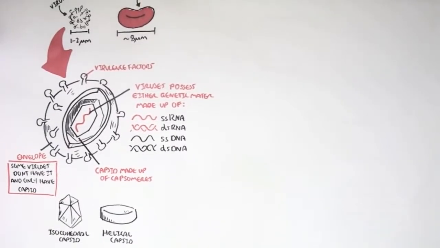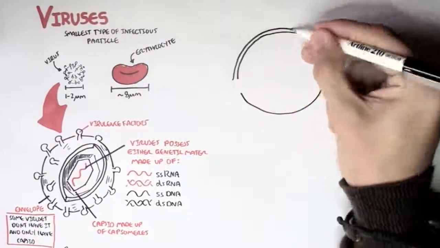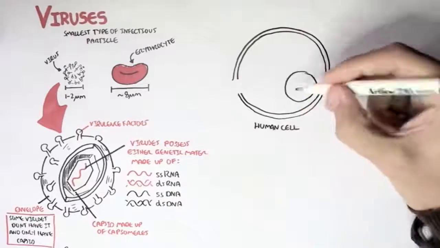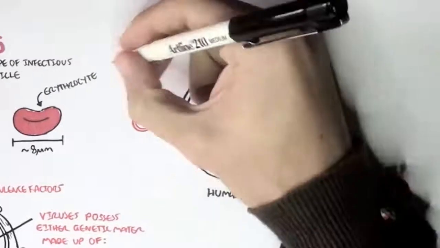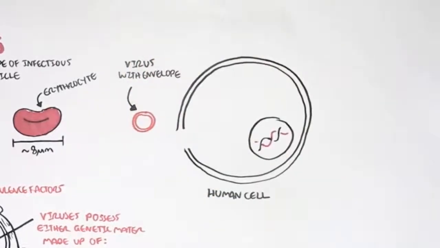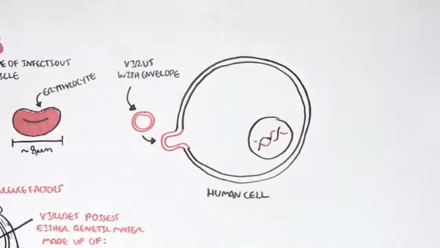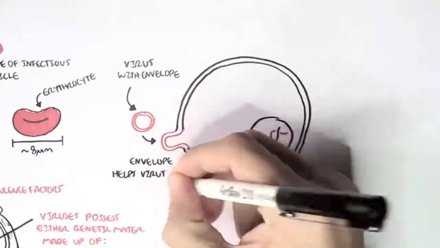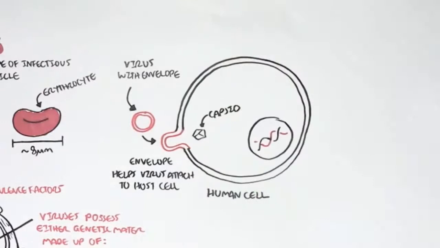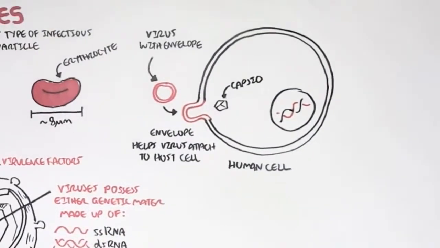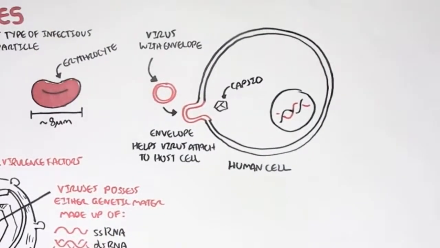Now, why would an envelope be useful for a virus? Well, as mentioned, the envelope is typically made up of a lipid bilayer. A human cell is also made up of a lipid bilayer. So if a virus comes along, it can fuse its envelope with the host cell, releasing the capsid or genetic material inside the cell, like shown here. So we can say that the envelope helps viruses attach to host cells.